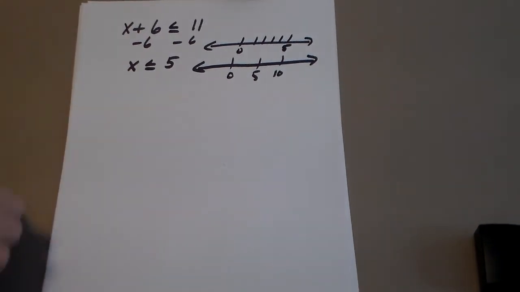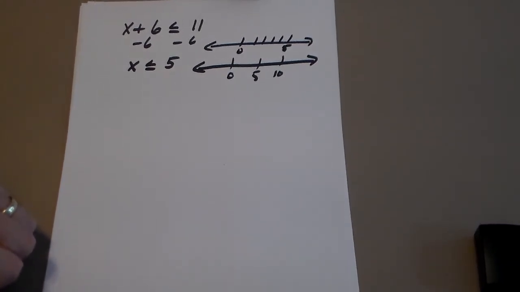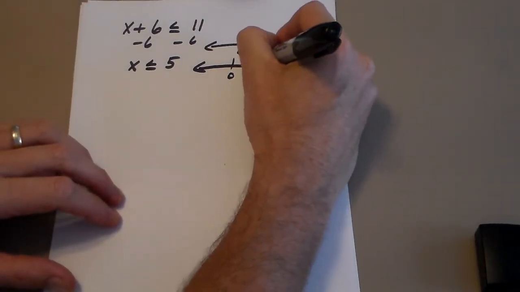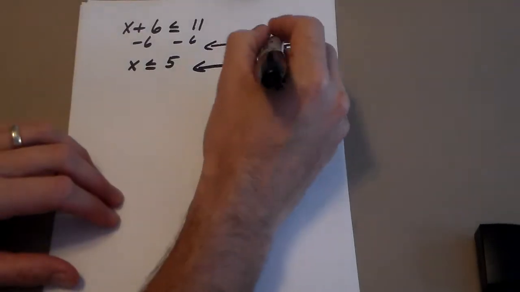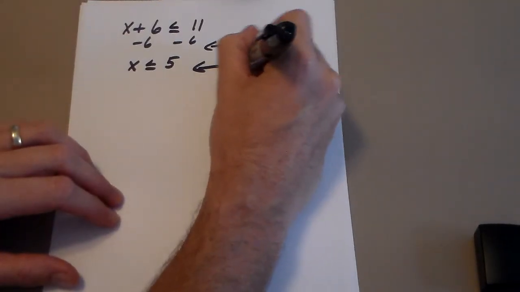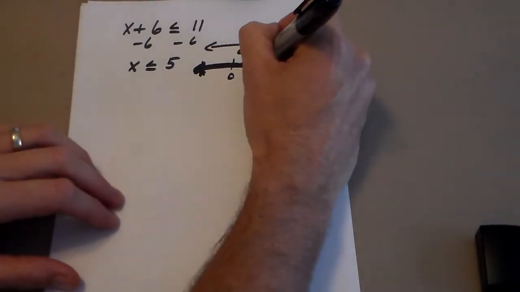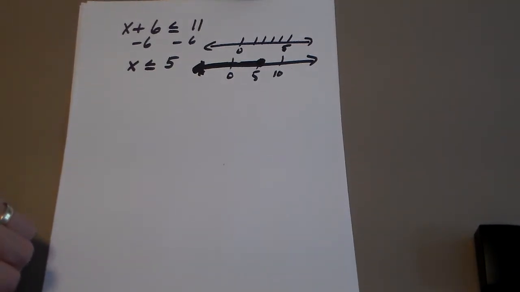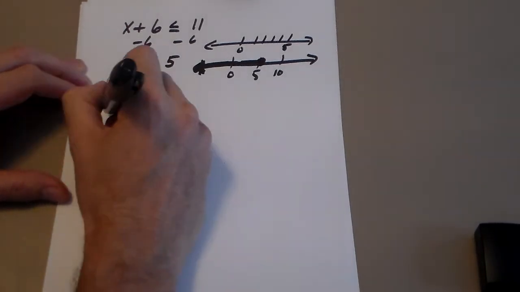Well, we remember from the last section that when you have either less than or equal to or greater than or equal to, you're going to have a closed circle. So we're going to put a closed circle at 5, and we want it to be less than or equal to, so we are going to shade this way, and look at our graph. And there it is. Okay, x is less than or equal to 5. So we'll look at a subtraction one. Let's look at a subtraction one.